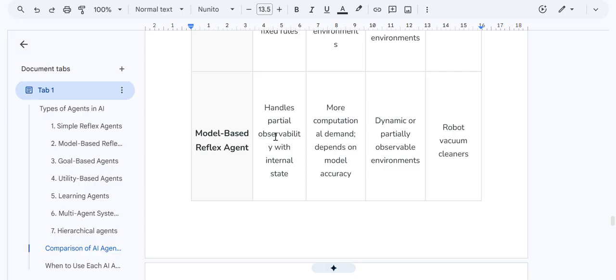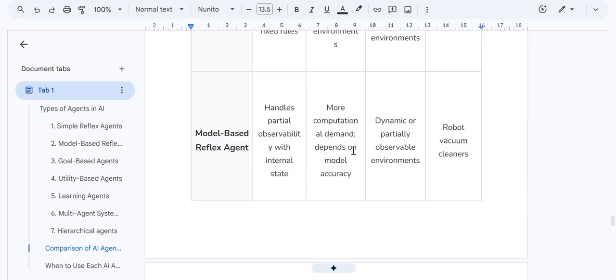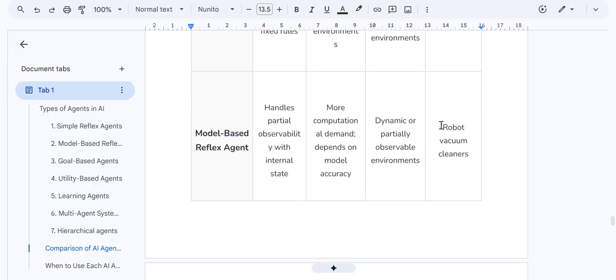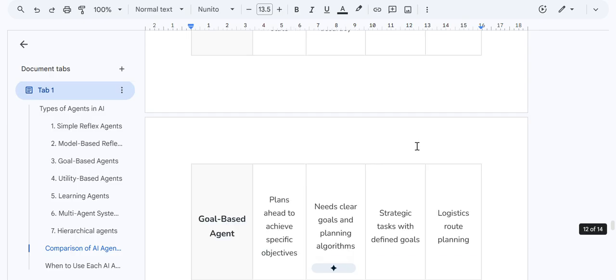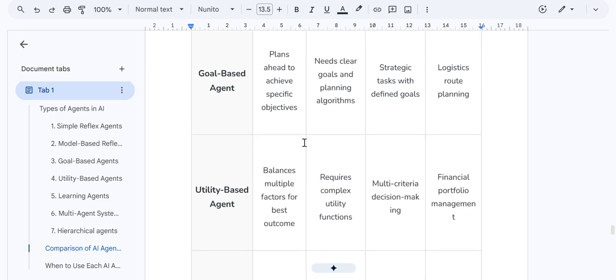Model-based reflex agents: the main strength is handling partial observability with internal state. Limitations: more computation, and it depends on model accuracy. It is best for dynamic or partially observable environments. An example is a robot vacuum cleaner. Goal-based agents: the main strength is planning ahead to achieve specific objectives. The limitation is that it needs clear goals and planning algorithms. Best for strategic tasks with defined goals. An example is logistics route planning.